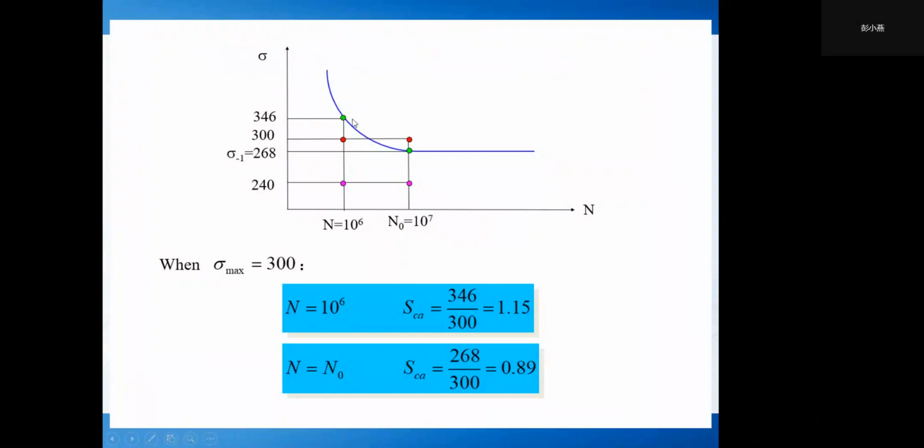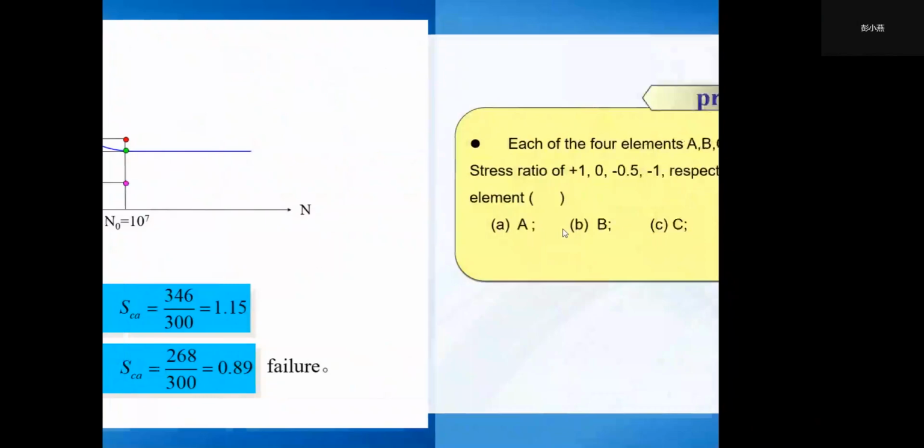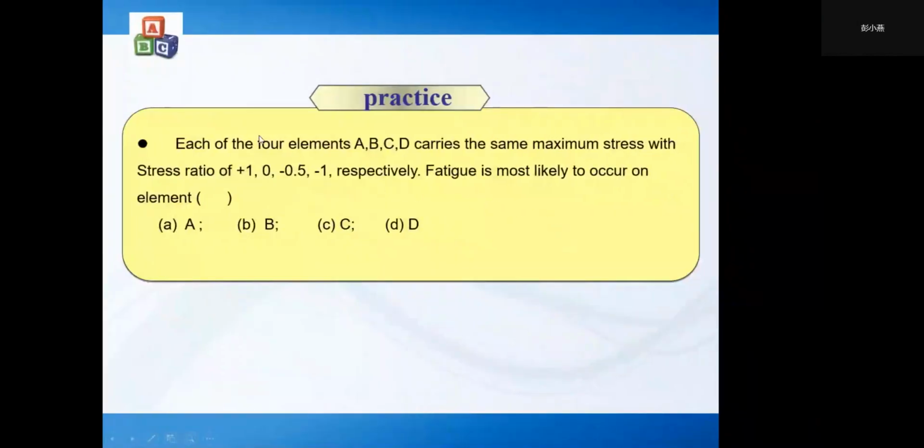This is the stress life curve, or SN curve. It represents the endurance limit or fatigue stress of materials at different numbers of cycles under the same stress ratio. Okay, under the same stress ratio. If the stress ratio changes, the curve will change. And let's do an exercise.